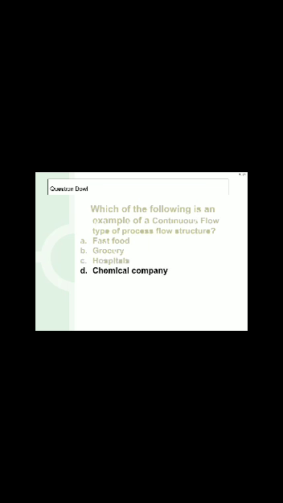Second question. Which of the following is an example of a continuous flow type of process flow structure? Fast food, grocery, hospitals, chemical company, none of the above. So friends, do you feel that the fast food is continuously making the food? Is it the grocery where we are continuously doing the service, or hospitals? I guess all these three are highly customized because people give their preference and then select. But in a chemical company, we keep on producing the product continuously. So the answer is D, that is chemical company.